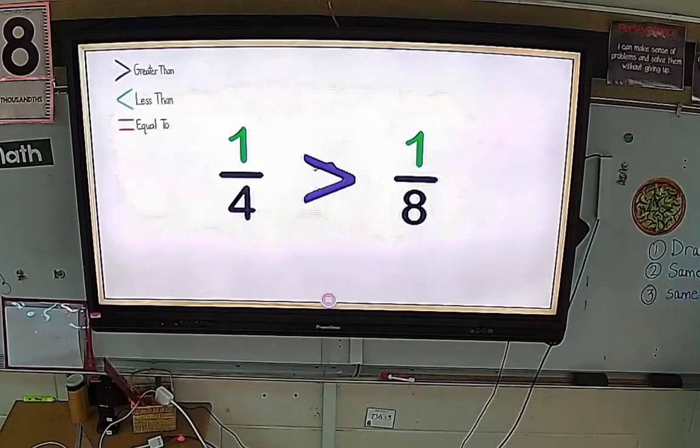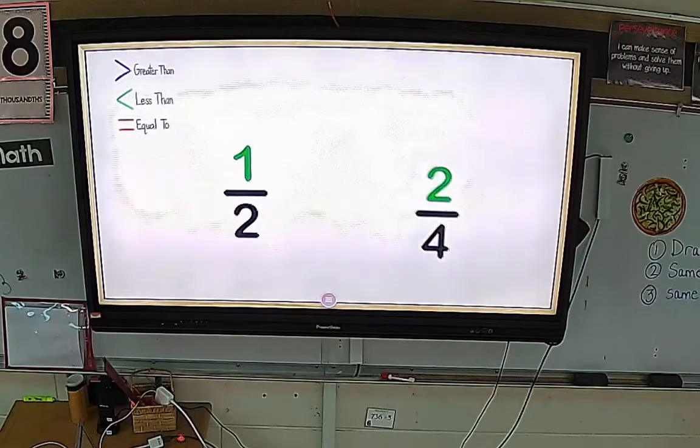The denominator with the smaller number means it is divided into less pieces. This one has been divided into 4 pieces, while this one has been divided into 8. The numerators are both 1, so that means the circle with the lower denominator is bigger. We have just one more problem to do, so hang on tight.